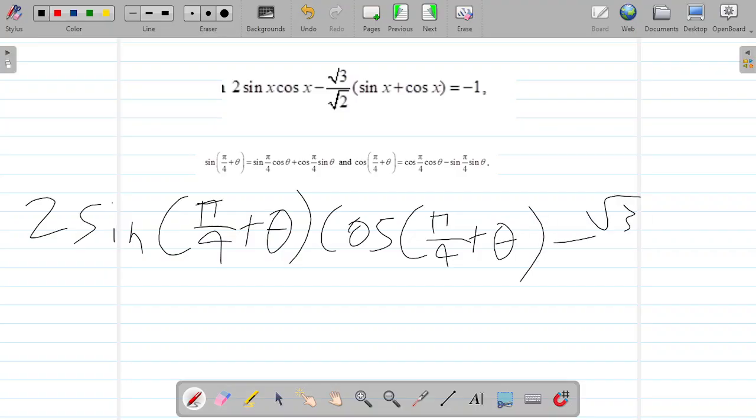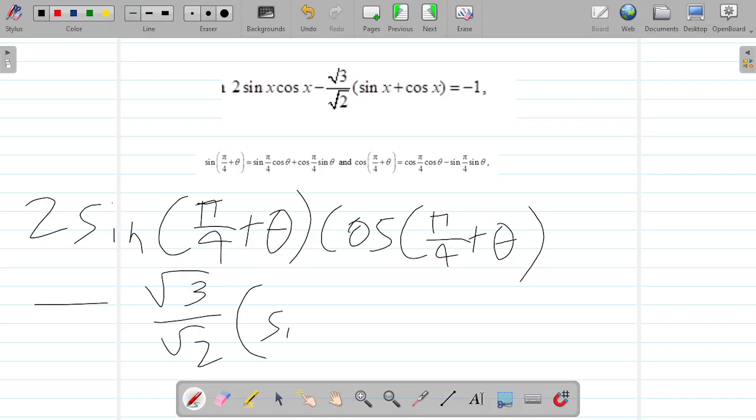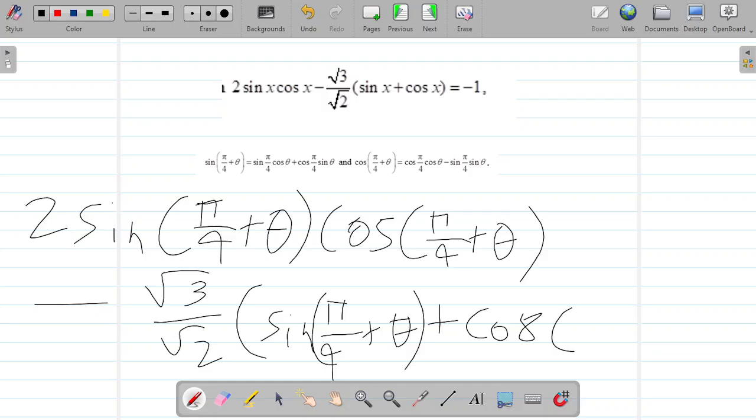minus radical 3 over radical 2 sine pi over 4 plus theta plus cosine pi over 4 plus theta equals to -1.